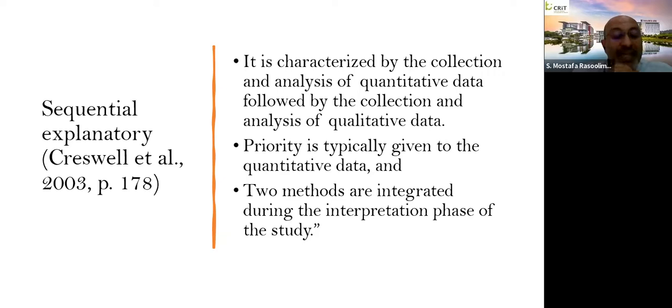Another type is sequential explanatory. In sequential explanatory, quantitative always comes first. So you develop your model using, for example, theory. Again, our example: pro-environmental behavior of hotel guests. You develop a conceptual framework based on theory and test this conceptual framework using quantitative data. So from the beginning, when you look at your research question, your research is purely quantitative. This is what happens in sequential explanatory.